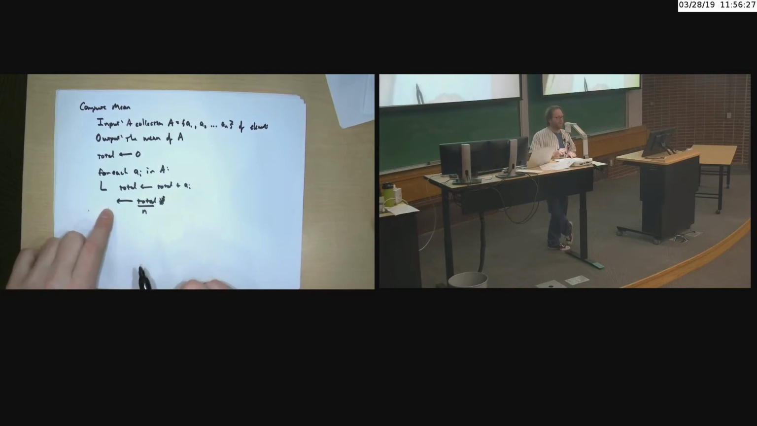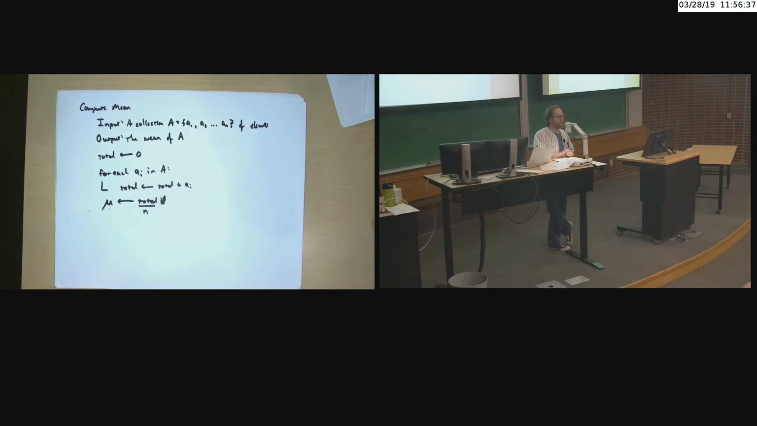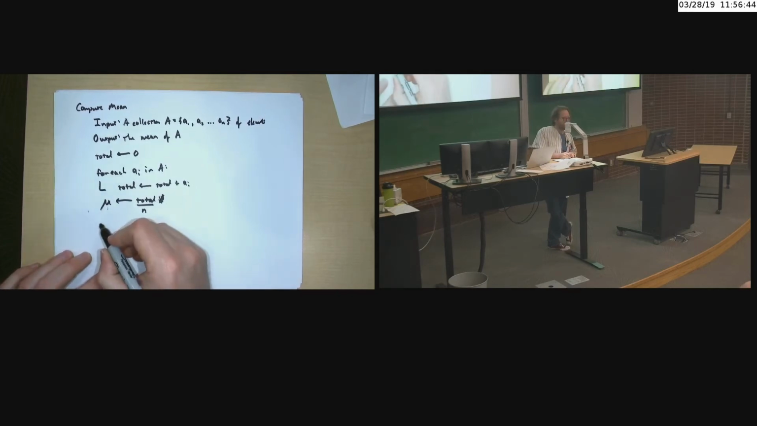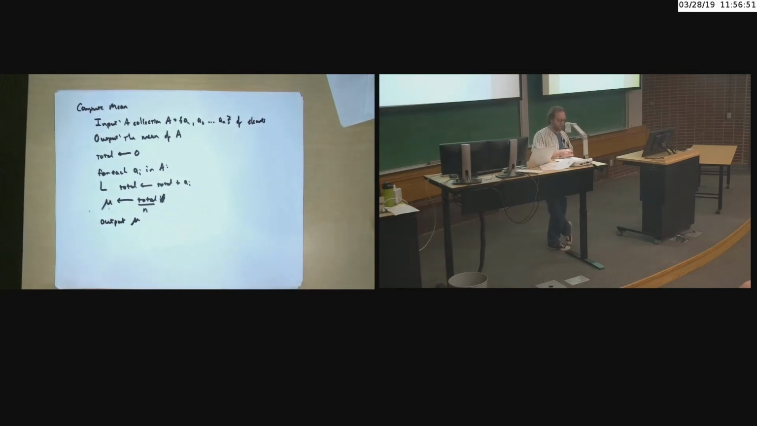Now, what symbol is usually used to denote the mean in math? We know how to write it, but do we know what it is? No? All right, nobody is up on their Greek. Mu, right? I think so. And we can output it, finally. Output mu. Right? And there's my algorithm to compute the mean.